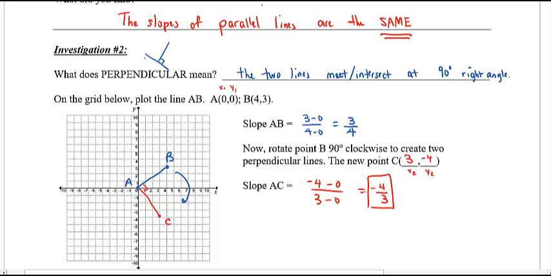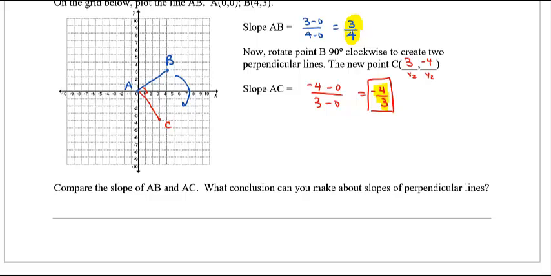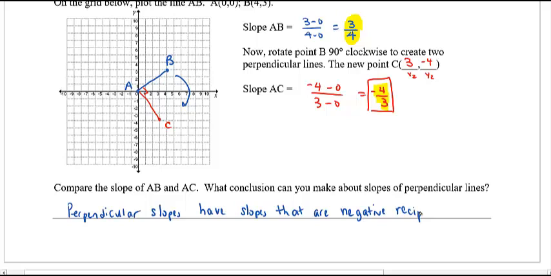And so my question is, how do these numbers compare with each other? Notice then that, yeah, compare the slopes of AB. What conclusion can you make? Can you see that the numbers are flipped? And there's also a negative in front. So really the idea is this. Perpendicular lines have slopes that are negative of each other, but not just negative. When we flip it, the key word is reciprocal. So that's the idea of a flip. Okay? So a negative reciprocal.